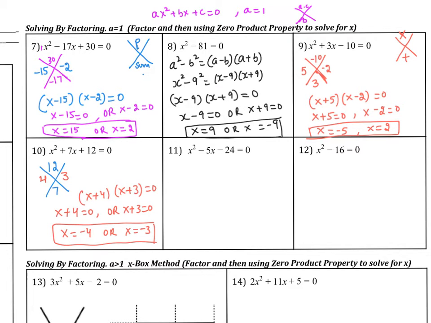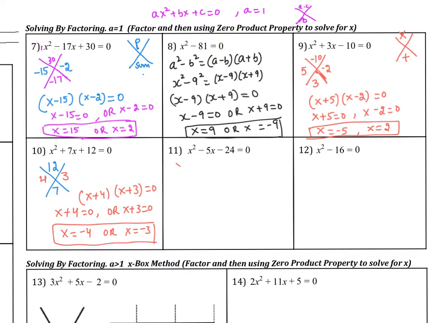For number 10, the last number goes on the top as a product, the middle number goes on the bottom. You're looking for two numbers that multiply to get 12 and add to get 7. So those two numbers are 4 and 3. So you're going to have x plus 4 and x plus 3 equals 0. Use the zero product property and solve for x. That's going to be x equals negative 4 and x equals negative 3.